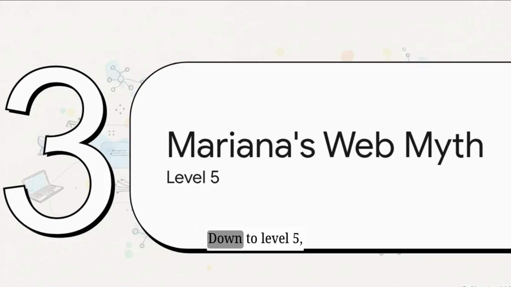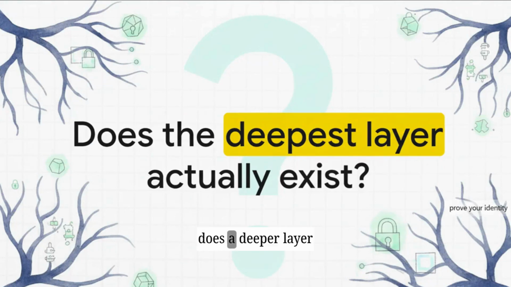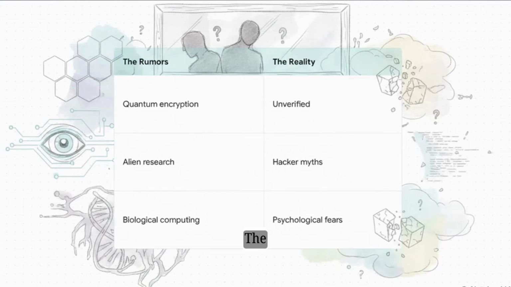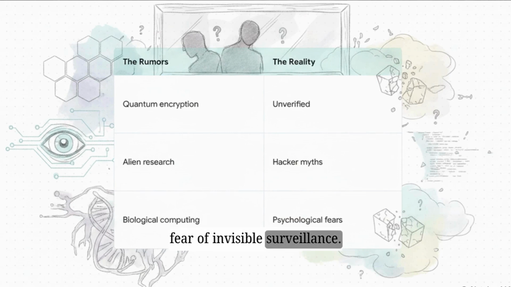Let's keep dropping. Down to Level 5, the Mariana's web myth. So, does a deeper layer actually exist? For years, hacker forums have whispered about this forbidden digital trench, a zone unreachable by Tor, demanding bizarre cryptographic puzzles or literal quantum computers just to enter. The wild rumors claim this level holds things like alien research or biological computing, but the reality? Spoiler alert, that version of Mariana's web is a total myth. It's just a reflection of our own psychological fear of invisible surveillance.